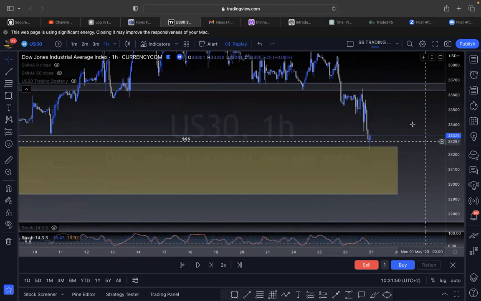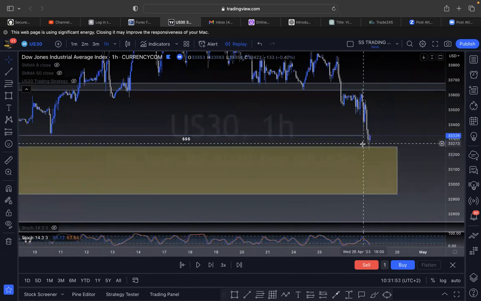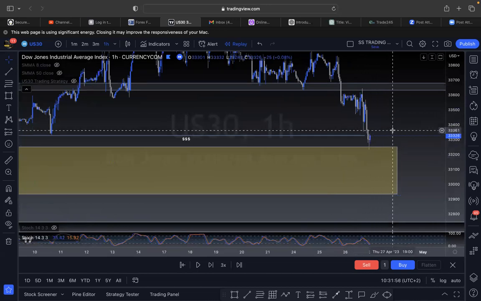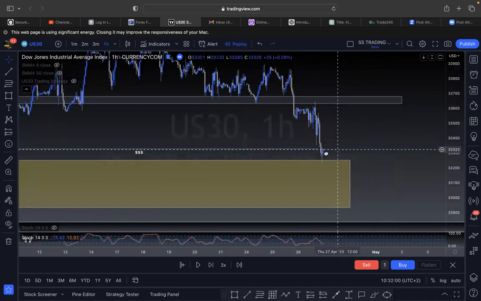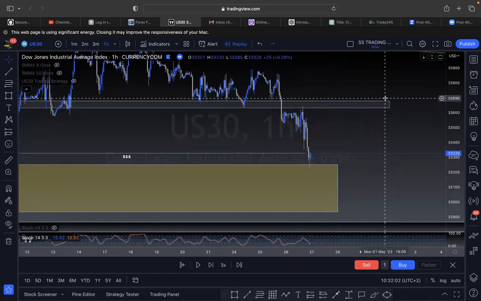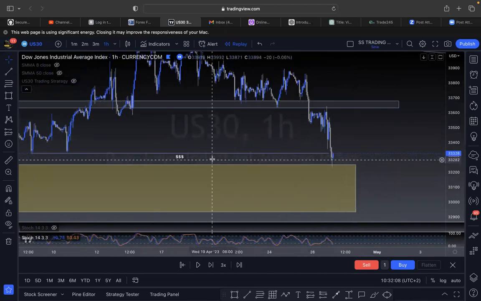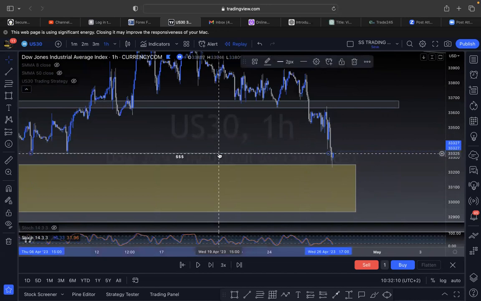So at this point, I'm looking at a U-turn in the market. I'm looking for a potential opportunity for a buy, for a bullish move to the upside, all the way up to my resistance level, which was 33,750 to be exact. This one's not drawn too correctly, but that's the area I'm looking at.